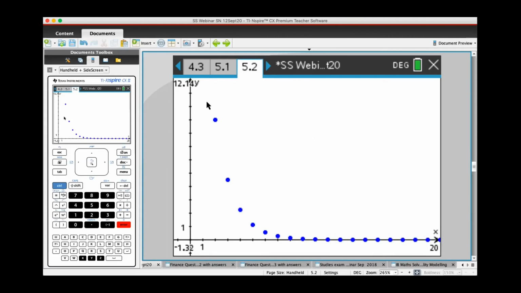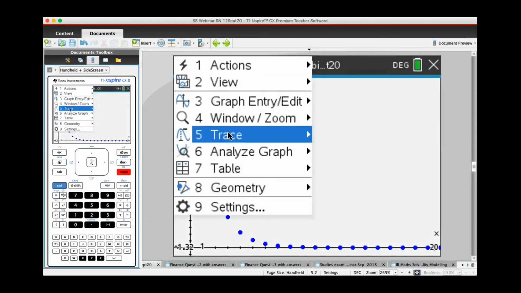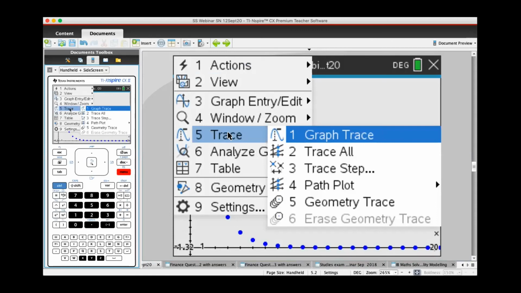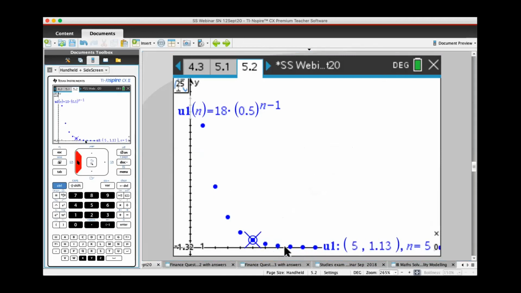So this is your U1. You still can't see the U1. If you're interested in seeing the U1, I'm just going to make it 25. And now you see the U1. Now, since this is a graph, it has the contextual menu that I was talking about earlier. You go to the menu and you want to trace the graph because you want to see these individual values. You graph trace, and I can use the navigation here and look at all the terms that I want to. This is the first term, the second, the third, the fourth.